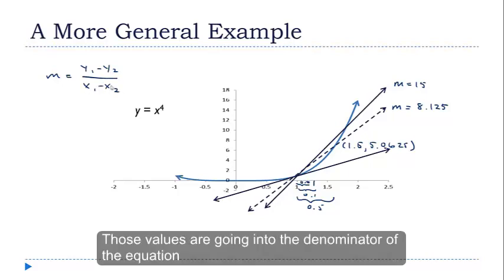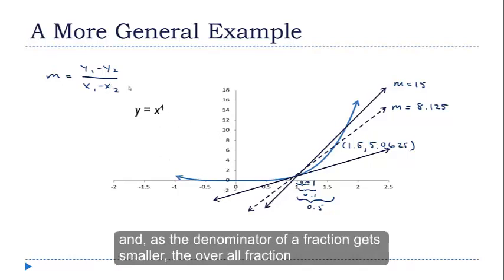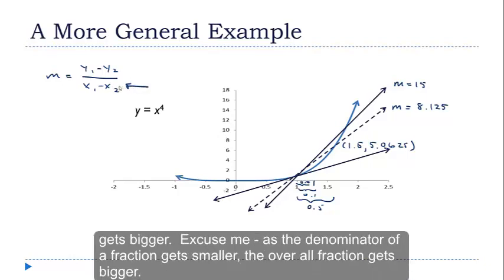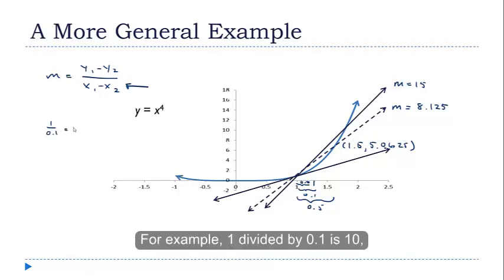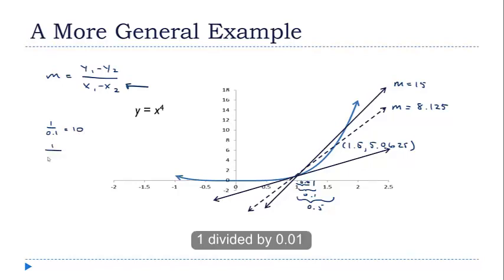All right, now let's go back to the slope formula. Those values are going into the denominator of the equation. And as the denominator of a fraction gets smaller, the overall fraction gets bigger. For example, 1 divided by 0.1 is 10. 1 divided by 0.01 is 100. 1 divided by 0.001 is 1,000, and so forth.